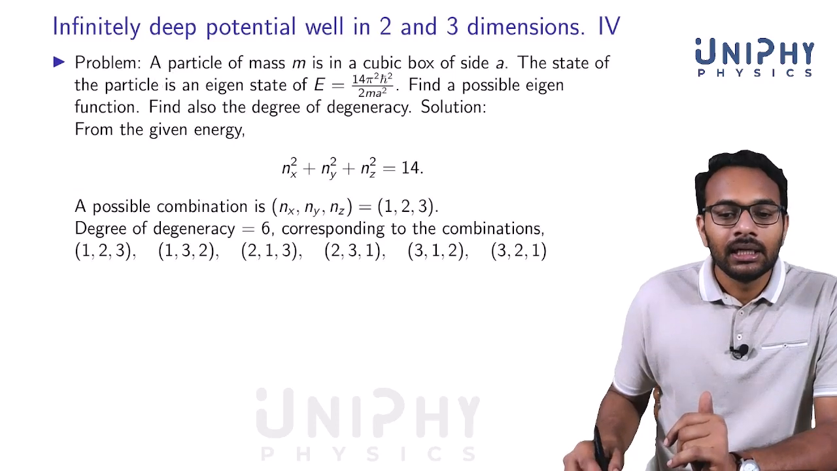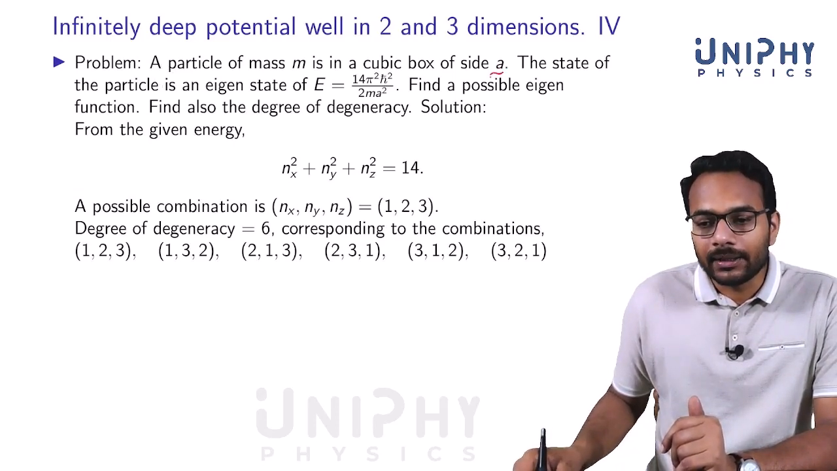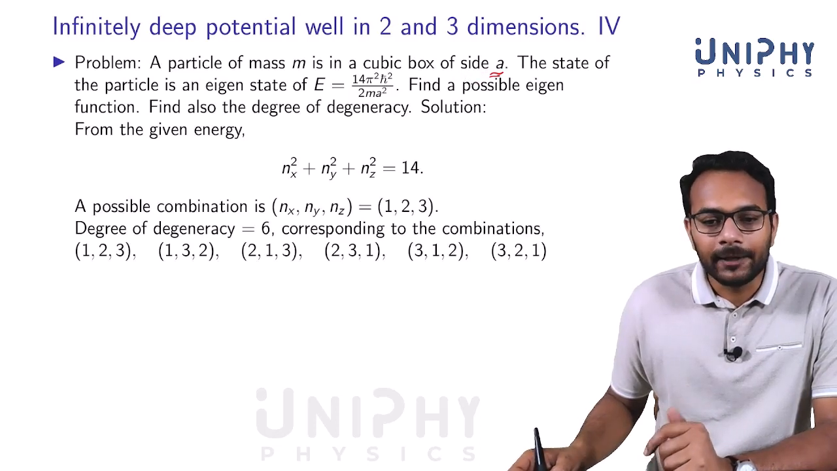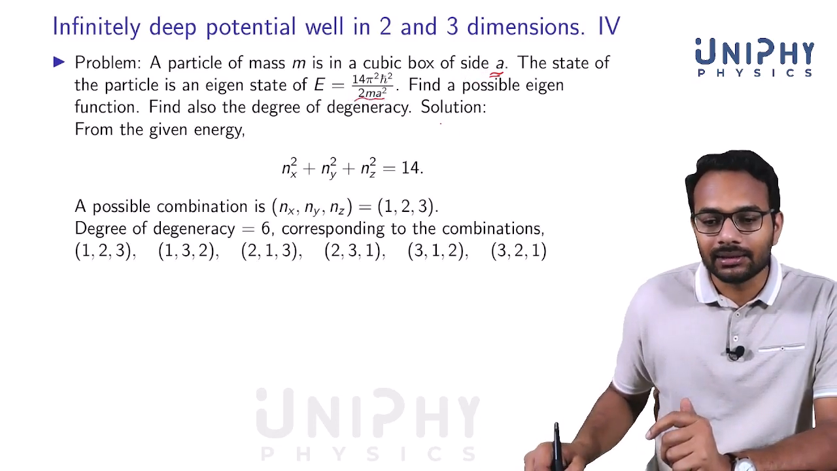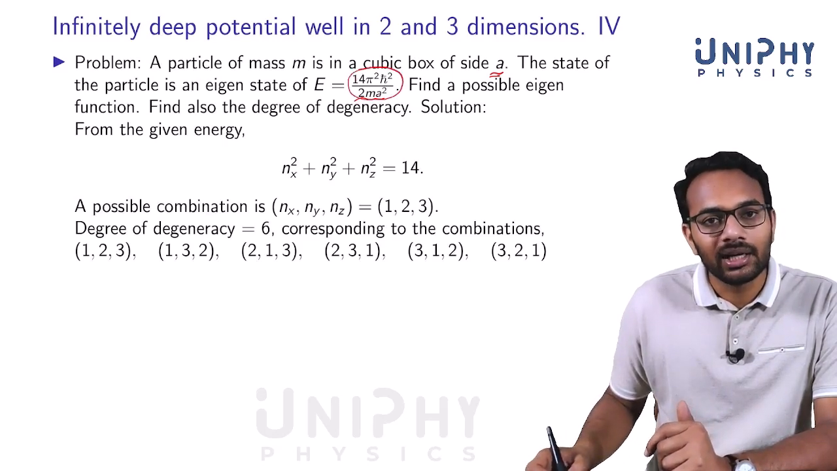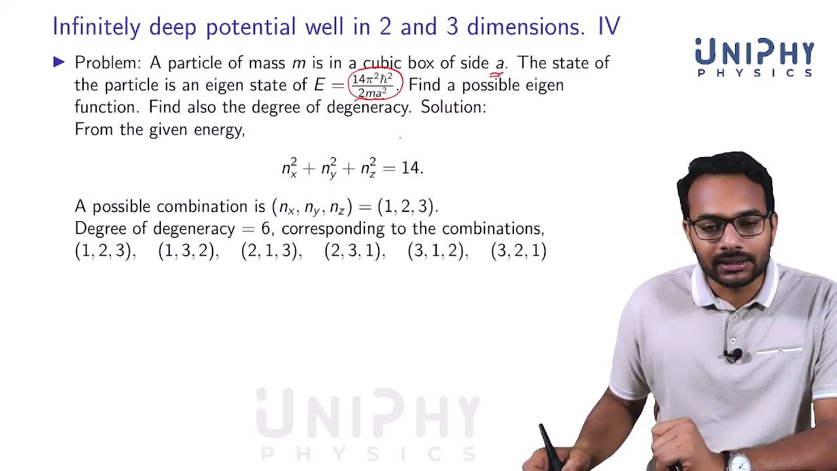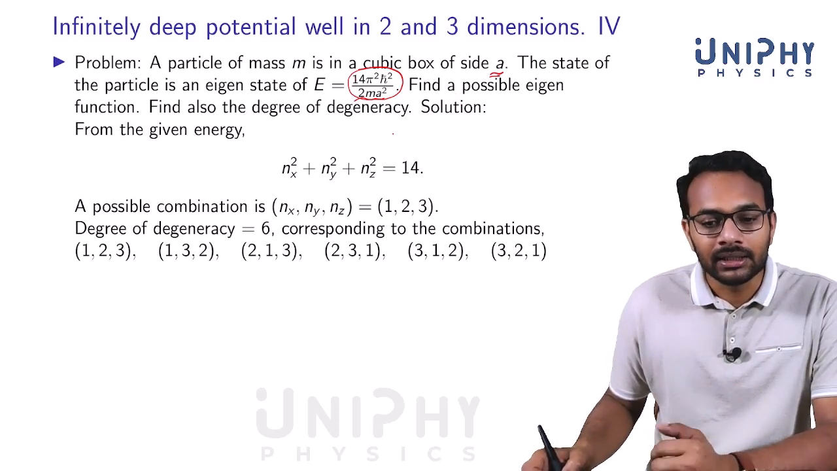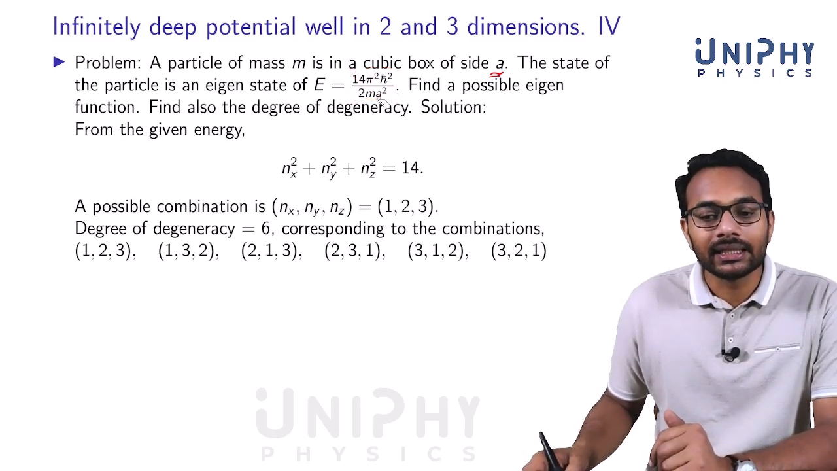A particle of mass m is in a cubic box of side A. The state of the particle is an eigenstate of energy. The energy is given as 14 pi square h cross square divided by 2 m a square. Find one possible eigenfunction. Find also the degree of degeneracy.